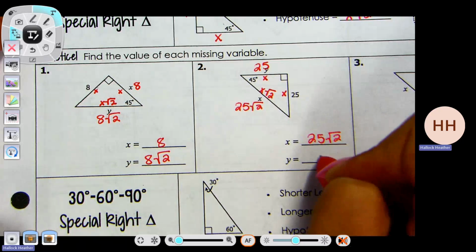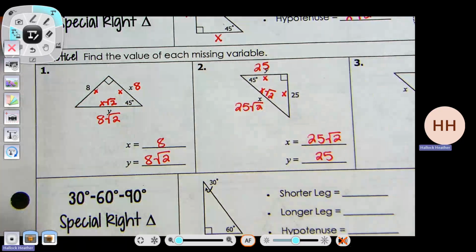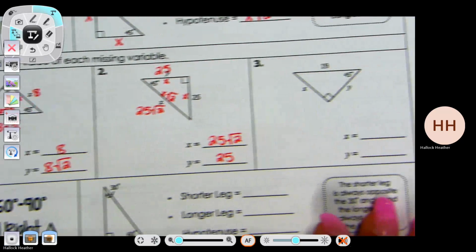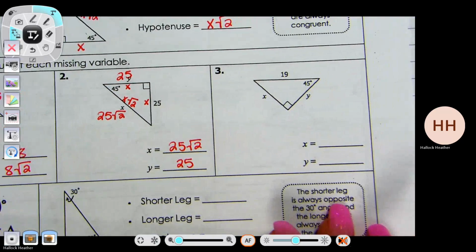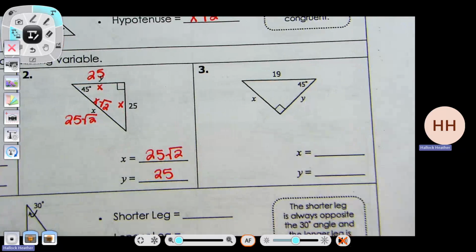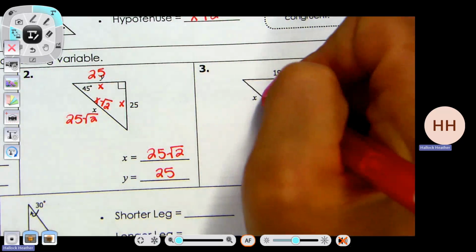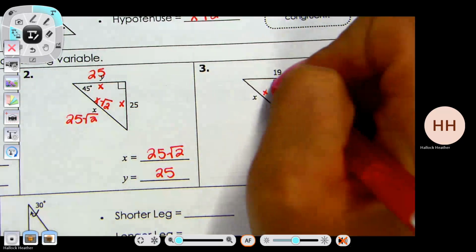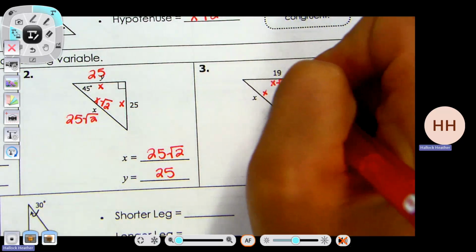How do we feel? Easy? Yeah. Weird? Random? Yeah. Okay, let's keep moving. For number 3, we're going to do the same thing. We're going to write the equation on the inside. It's going to be different this time. So X is going to go here. X goes here. X square roots of 2 goes there.